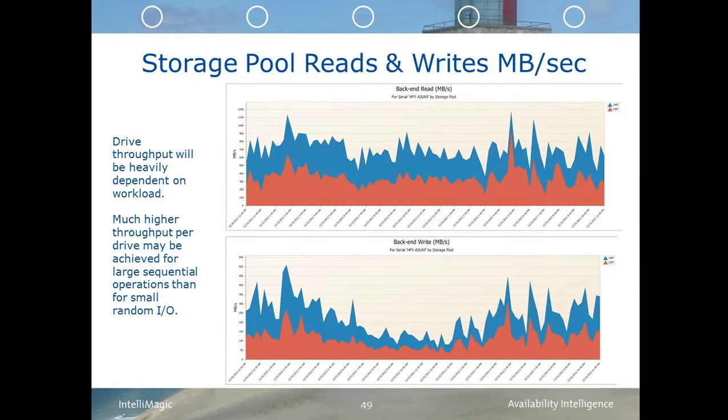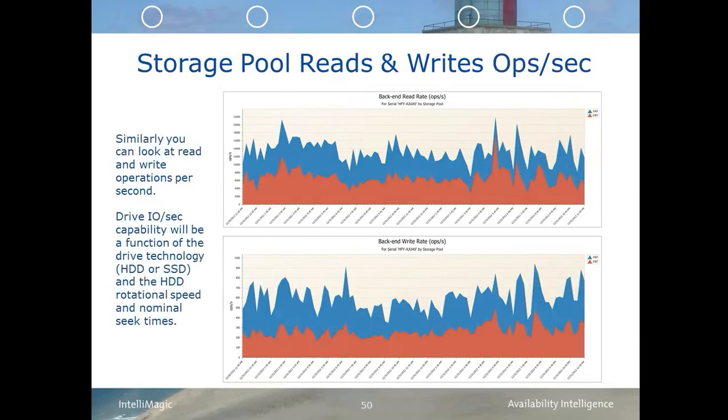When it comes to hard disk drives, the throughput in terms of megabytes per second may not be the best indicator of health. That is because the drives can push much higher throughput for large sequential transfers than for small random ones. You could plot the read and write megabytes per second from the backend statistics as depicted in this chart, but it may not really tell you very much. Alternatively, you can look at the read and write ops per second as shown in this chart. In general, the ops per second per drive is a much better health metric than throughput.